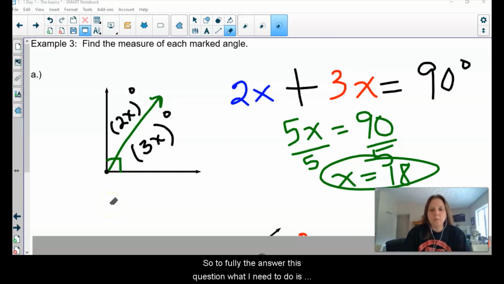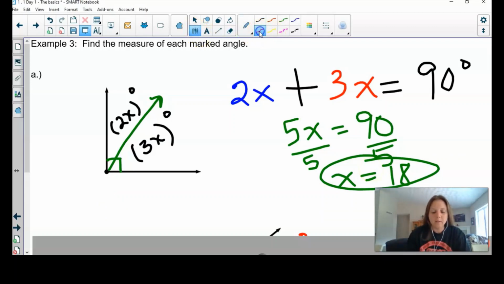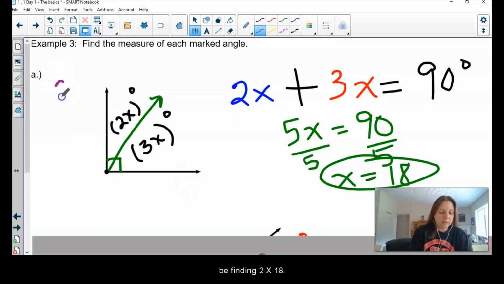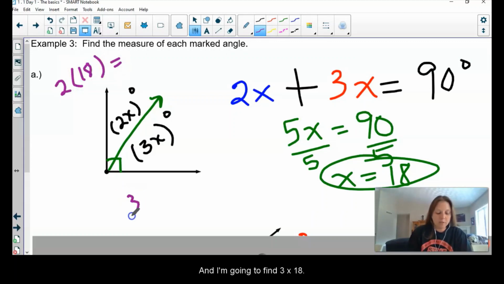So to fully answer this question, what I need to do is take the 18 that we just found, and I have to plug it in place of the x for each of these angles. So I'm going to be finding 2 times 18, and I'm going to find 3 times 18.